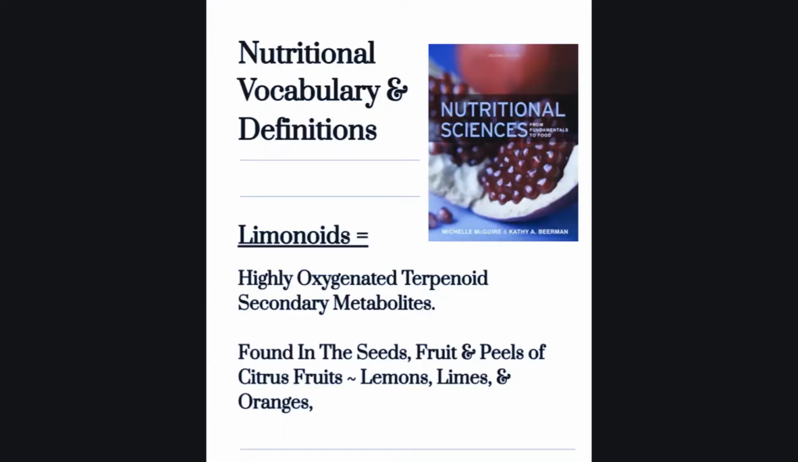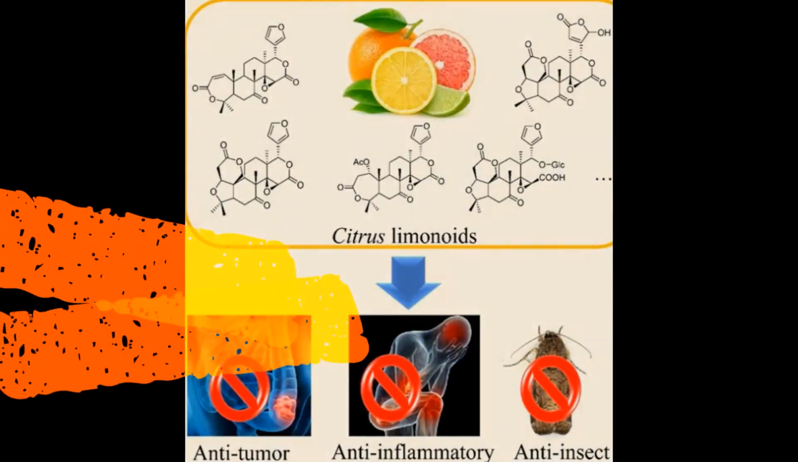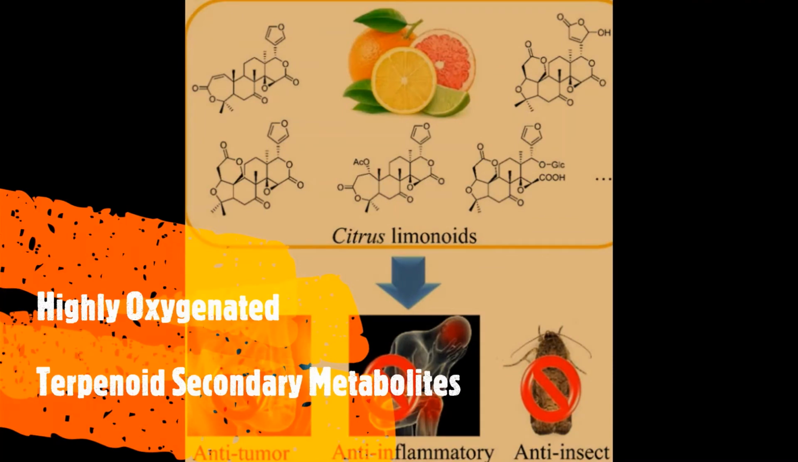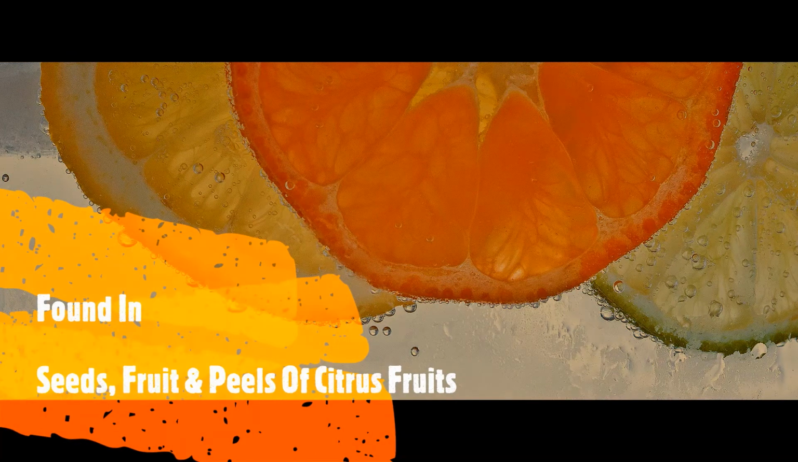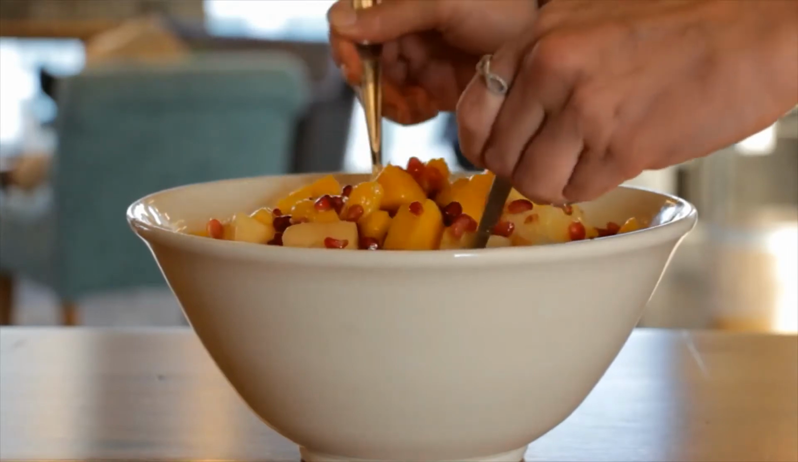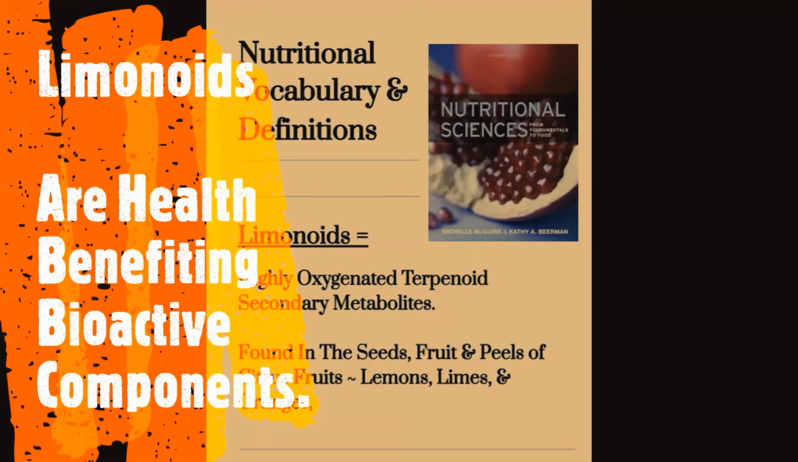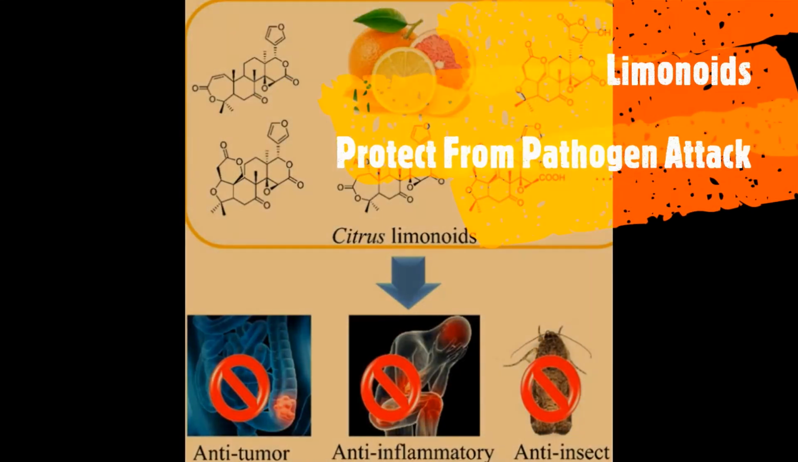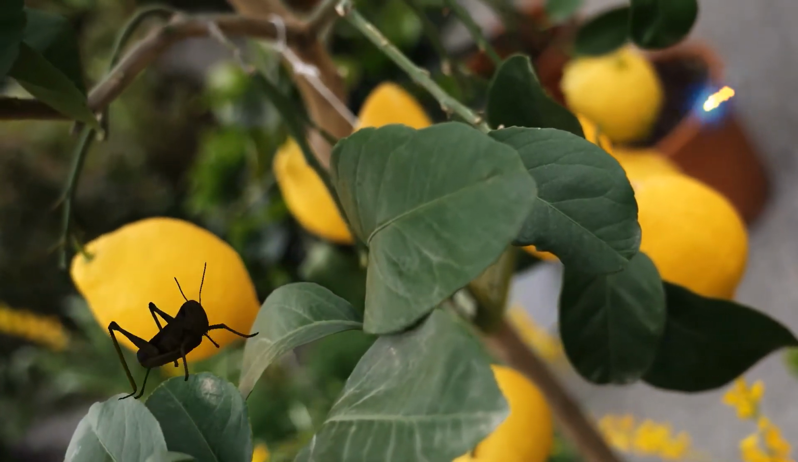Limonoids are considered one of the most health-benefiting bioactive components of citrus fruits. The citrus limonoids can be described as highly oxygenated terpenoid secondary metabolites that are found mostly in the seeds, fruit, and peels of the citrus fruits such as the lemons, limes, and the oranges. The limonoids are important elements of the citrus fruits. One of the roles of the various limonoids is as a pest deterrent, abundant in the young leaves and fruit, protecting them from pathogen attack.